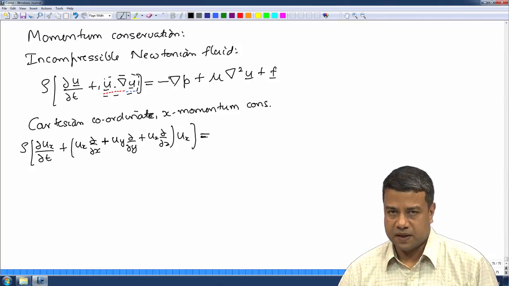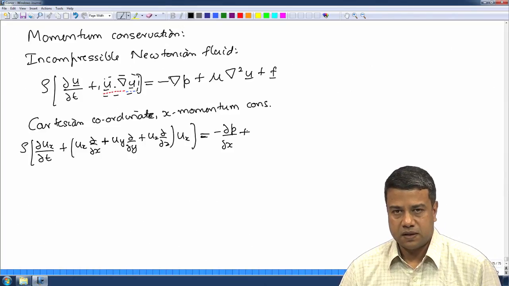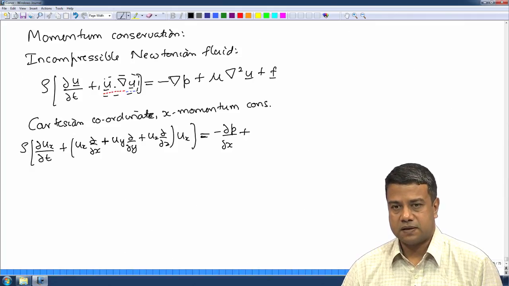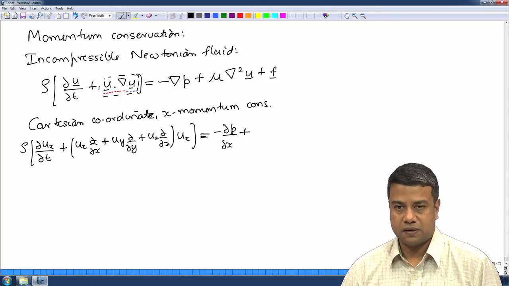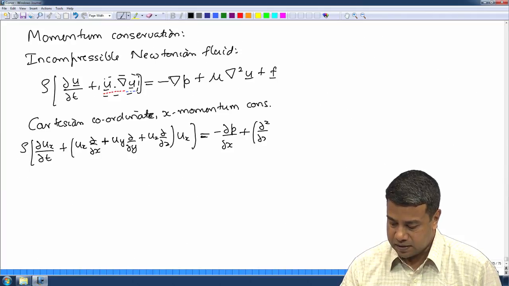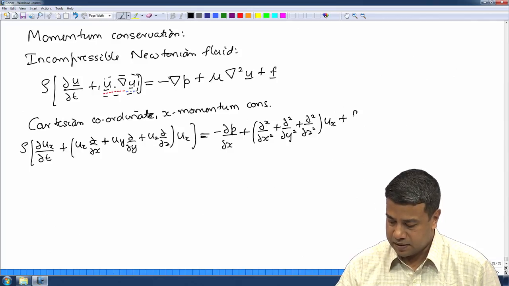The first term on the right is minus the gradient of the pressure. The x component of that is equal to minus partial p by partial x. The last one is mu times del square of u. U vector is the vector. Del square, the Laplacian, is a scalar. So, therefore, what I will get is d square by dx square plus d square by dy square plus d square by dz square operating on ux, plus fx.